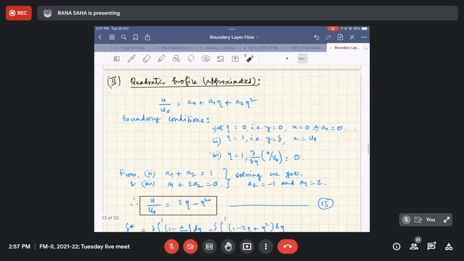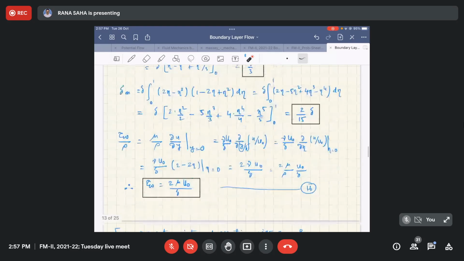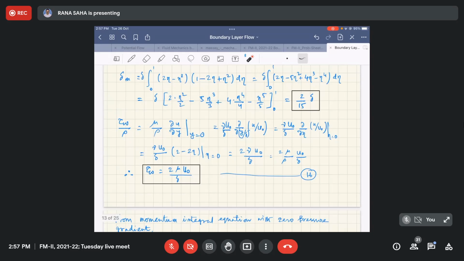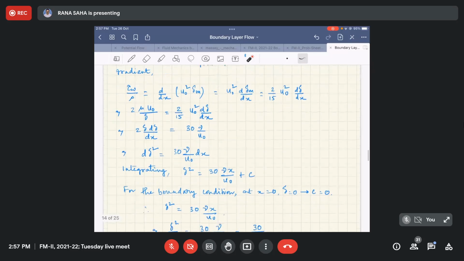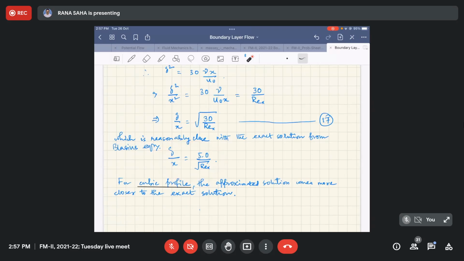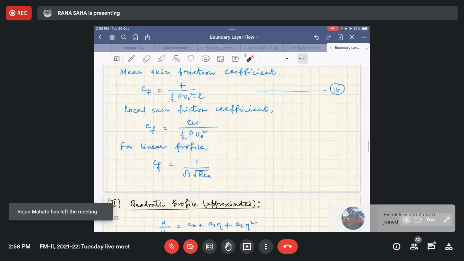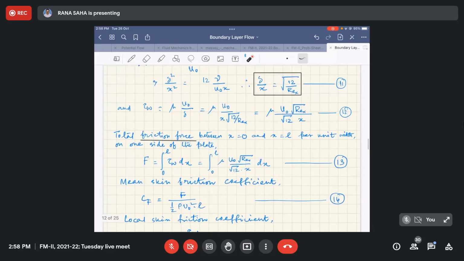Now, the exercise has been extended for a quadratic profile, and one can observe the changes that took place in the expression of delta star, delta M, and tau W. So ultimately, towards the end, one can observe there is a change in delta by x. Earlier, for the linear profile, delta by x was square root of 12 over square root of Rex.